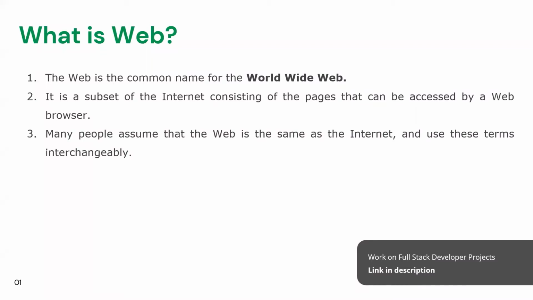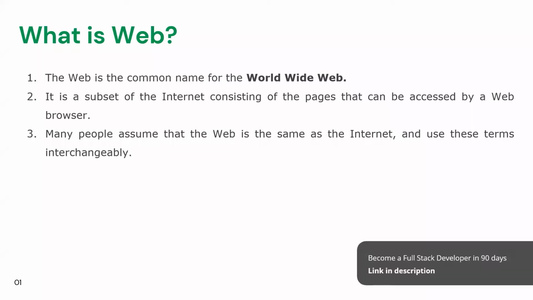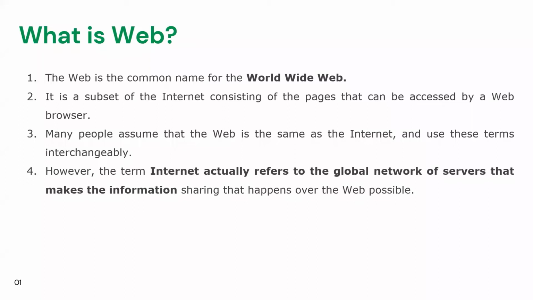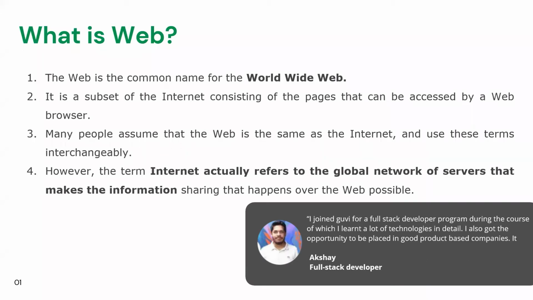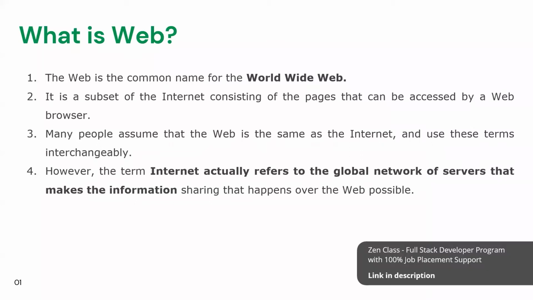Many people assume that the web is the same as the internet, but actually it is not the same. Basically, the internet is the main part, and the web is a subset of the internet, though people use the terms interchangeably. The internet actually refers to the global network of servers that makes the information sharing over the web possible. In the most basic concept, the internet is nothing but a global network established between different servers across the world, and data is transferred from one server to another through different technologies or protocols.